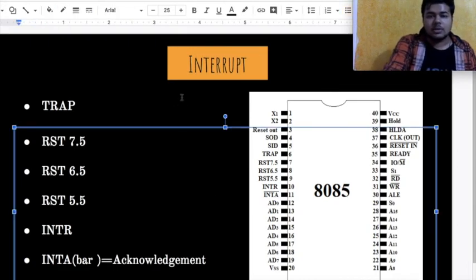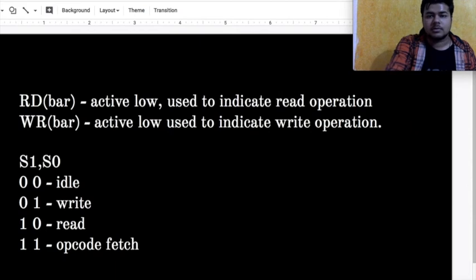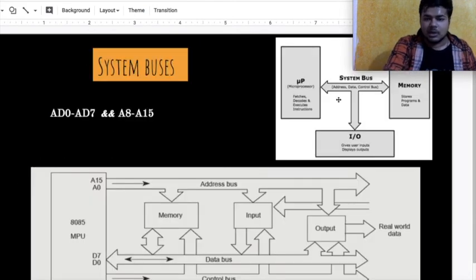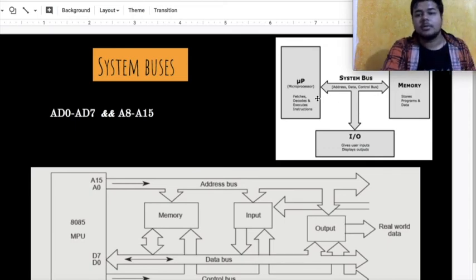So now coming to the bit. I have already discussed system buses. This is AD0 to AD7 and A8 to A15. And these act as a connection between the microprocessor, memory and IO devices. So this is also a block diagram. You can easily understand this.